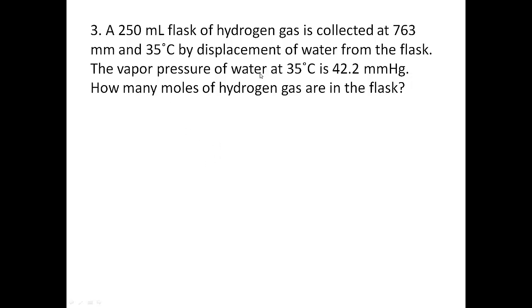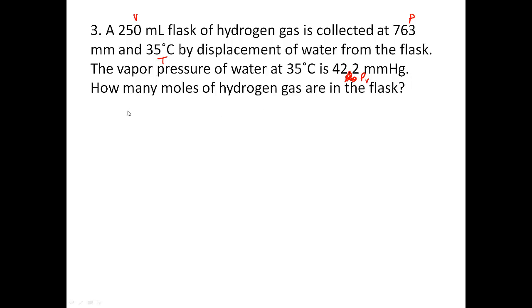Well, when I get a lot of numbers like this in a problem, I always like to kind of just know what I'm working with. 250 milliliters, well, that's a volume. 763 millimeters of mercury, that is a pressure. And looks like we have a temperature here. Okay. We also have a vapor pressure, right, of water. Sorry, that's pressure. That should be PV at a certain temperature, the same temperature.